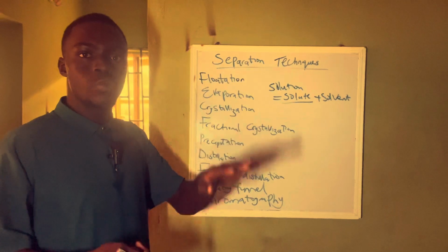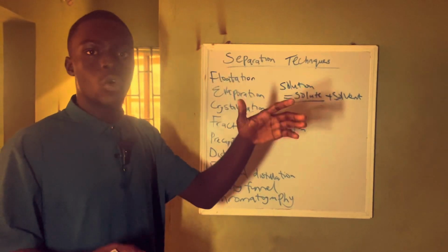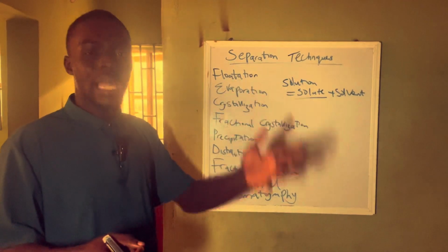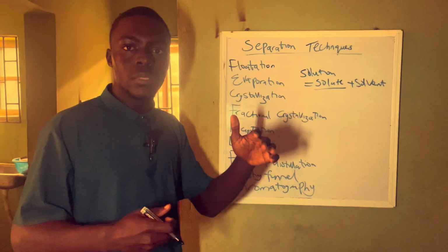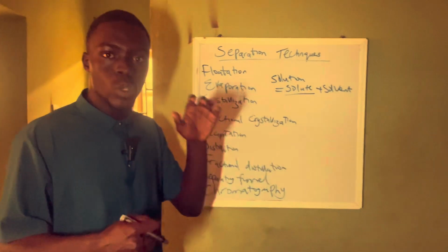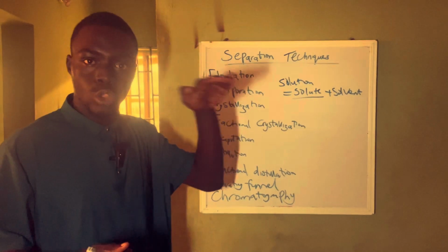The one with higher density will be under. The one with lower density is going to be up. Just like when petrol mixes with water, or when kerosene mixes with water. So the one with the higher boiling point, the one with the higher density is going to be under. The one with the lower density is going to be on top.